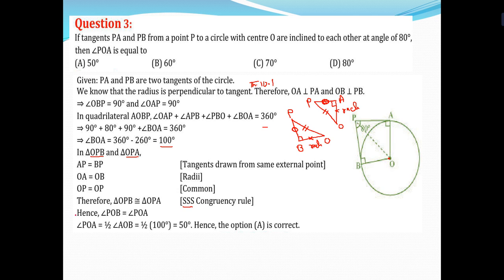When two triangles are congruent, then the angles are also congruent. So which angle is congruent? POB is equal to POA. These are angle 1 and angle 2. Angle 1 plus angle 2 we know is 100. Angle 1 और angle 2 का total कितना था? 100 था. But both angles are the same. So 100 divided by 2 we get the answer 50. So 50 is the correct answer.